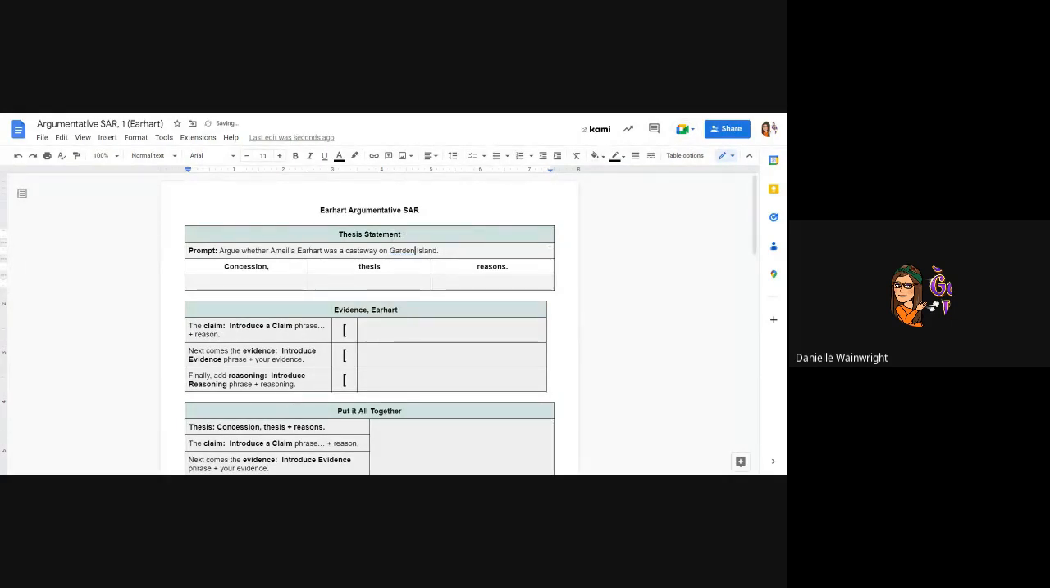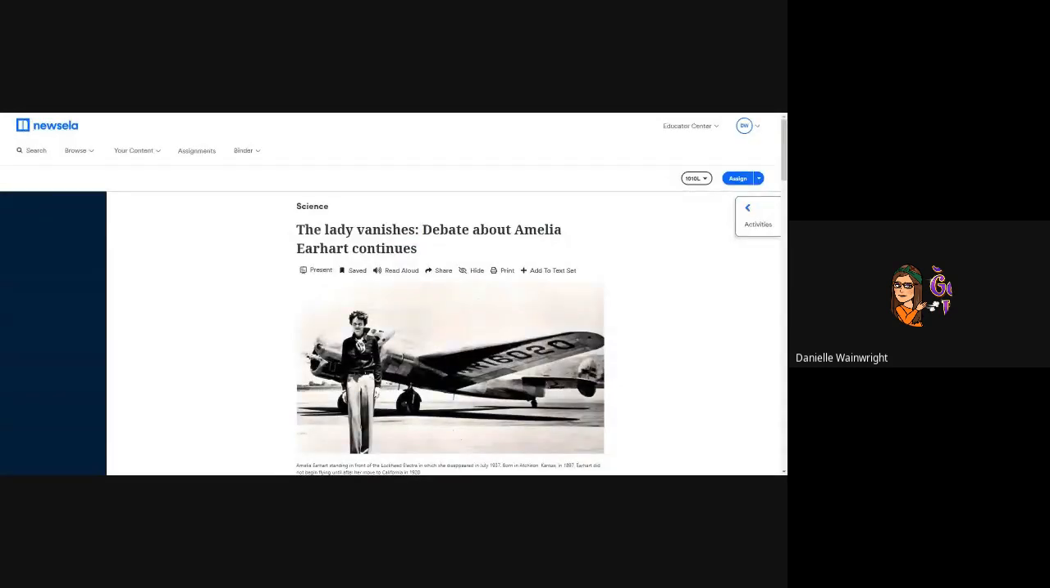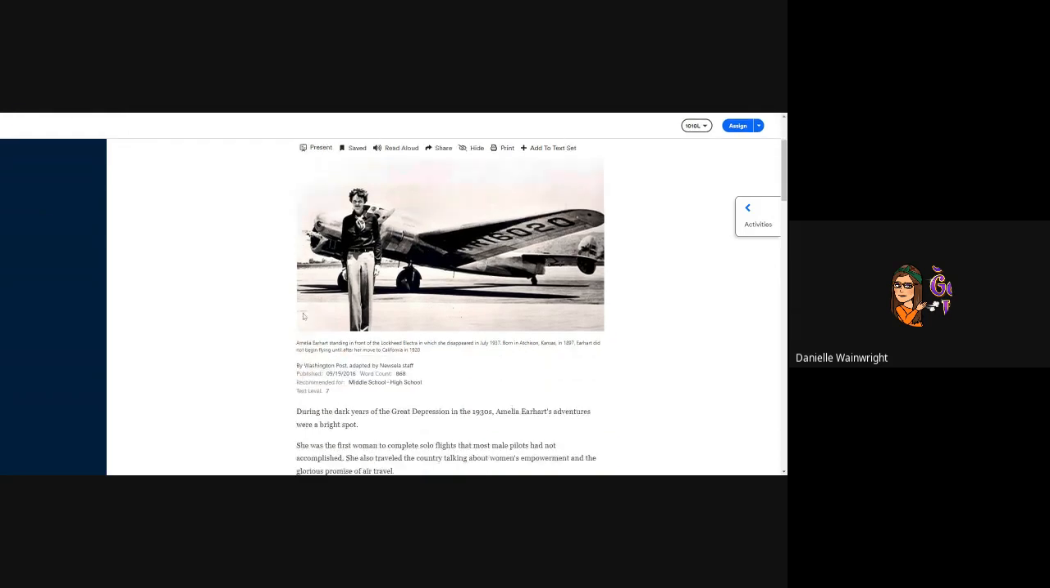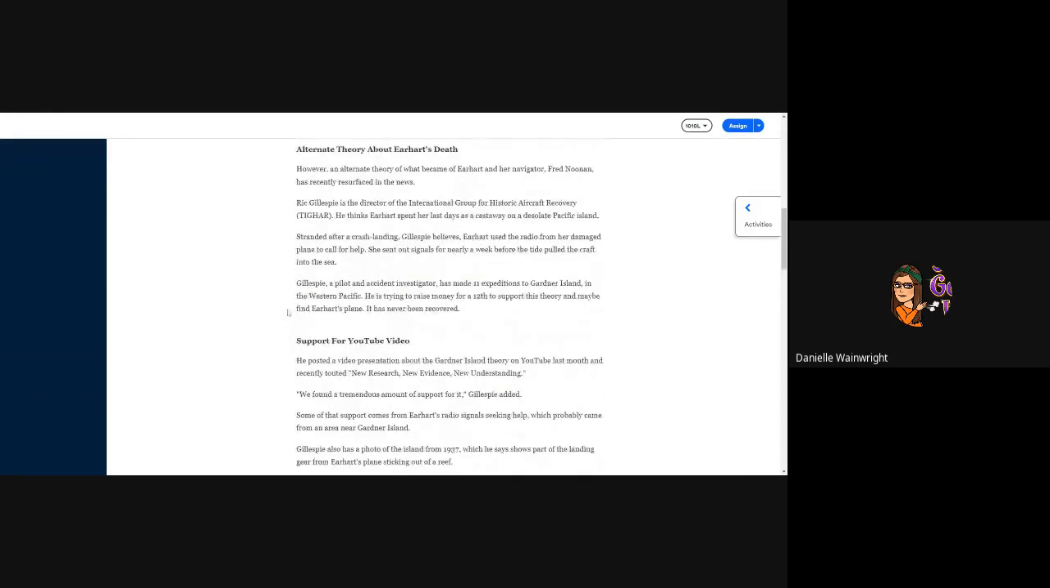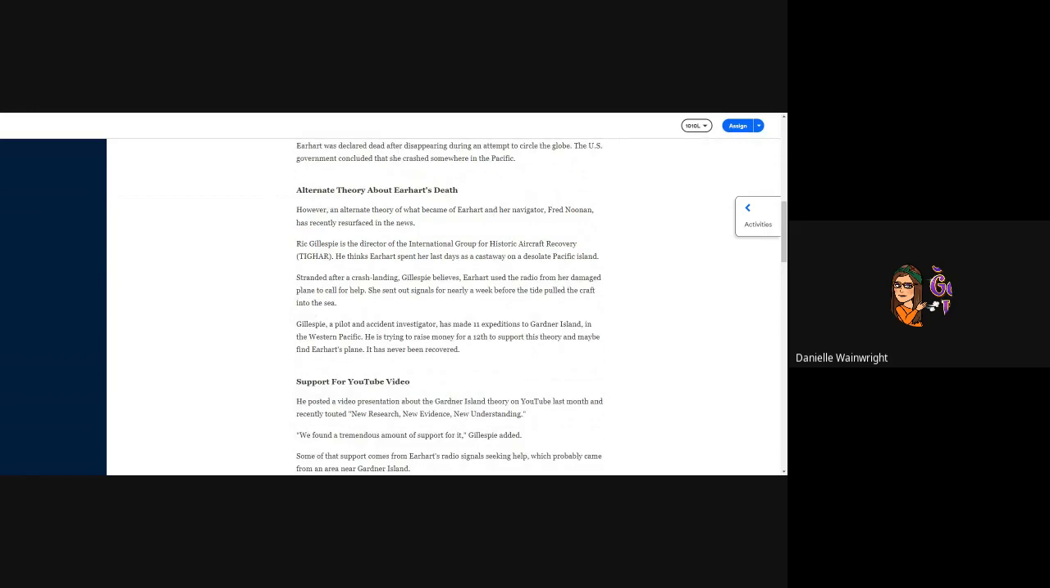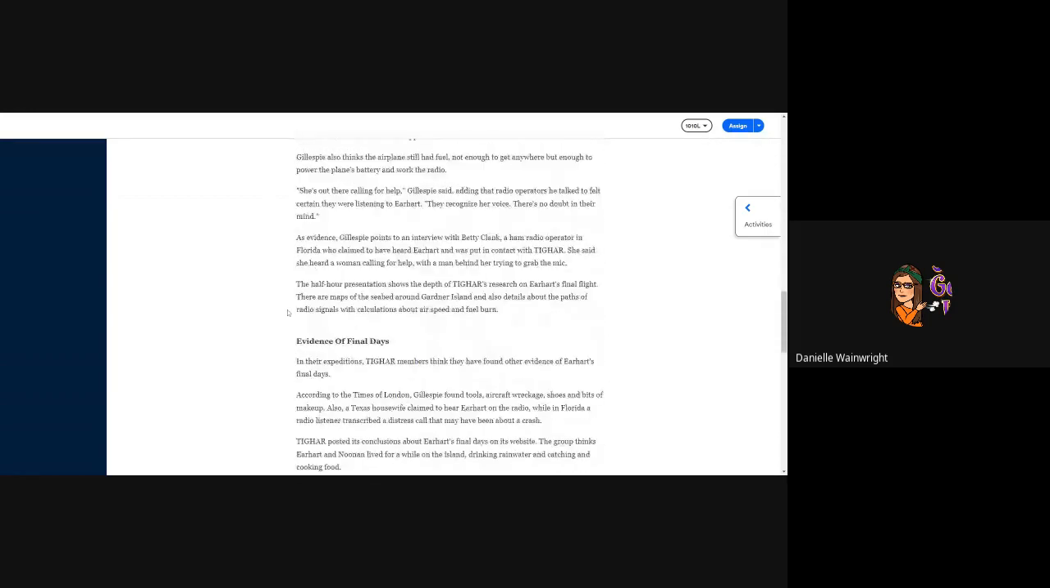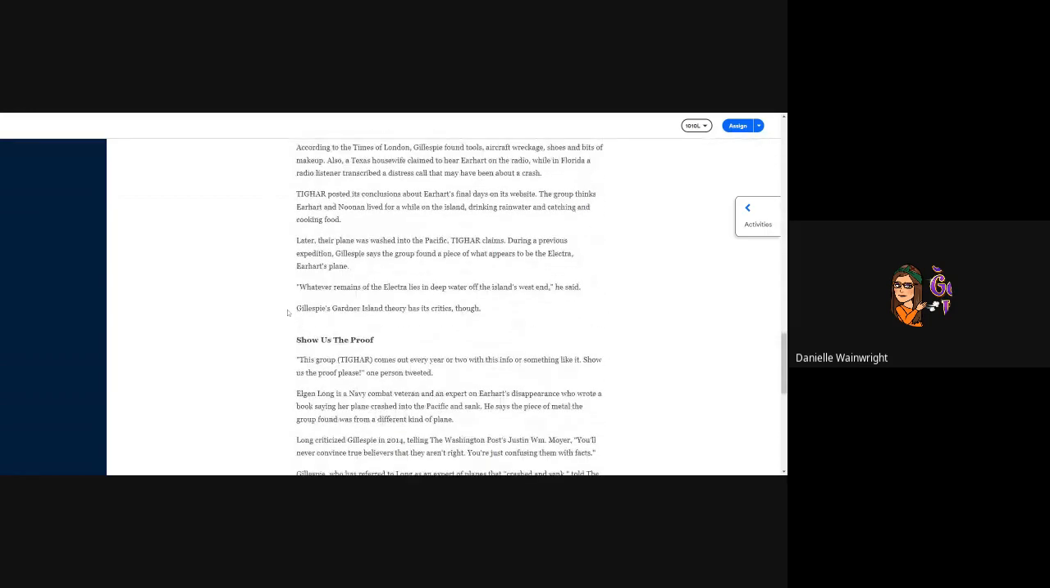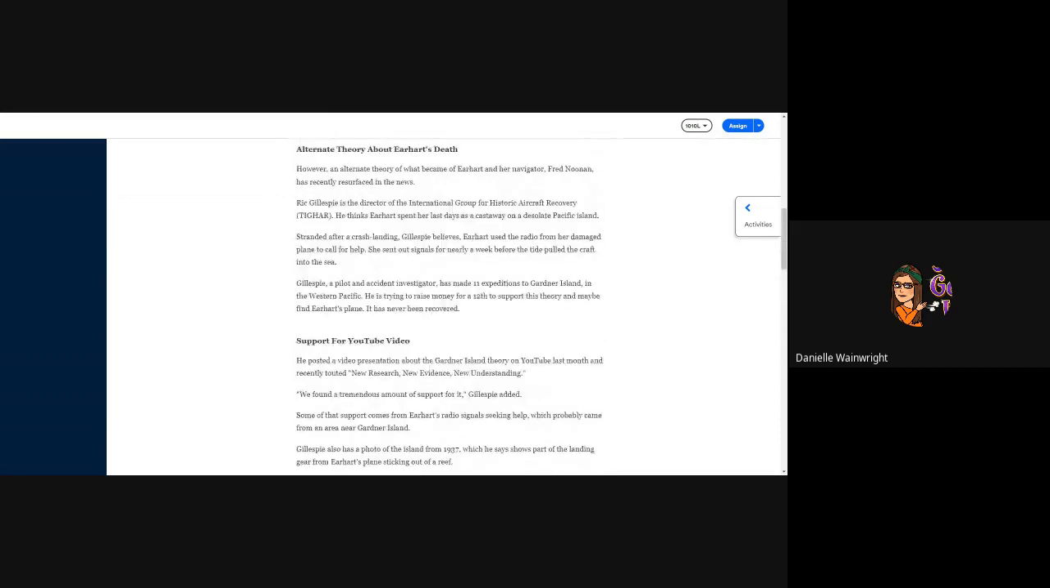The first short answer response you're going to do is on Amelia Earhart, and if you remember reading the article, it's titled "The Debate of the Lady Vanishes: Debate about Amelia Earhart Continues," and it's all about one specific person's theory about how she landed on Gardner Island, and then of course there are counterpoints, which we'll talk about a little bit. But yeah, so let's jump in.